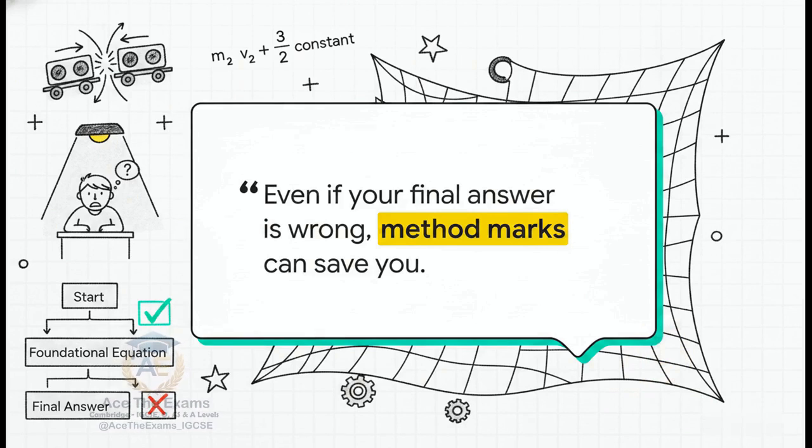Remember our student Sam from a minute ago? Sam rushed the calculation, completely botched the final answer, and because there was zero step-by-step working shown, Sam scored a 0. 0 marks out of 5 possible marks. That is an absolute disaster, and the crazy part is it could have been completely avoided by simply writing down the foundational equation and substituting the values logically before touching a calculator.